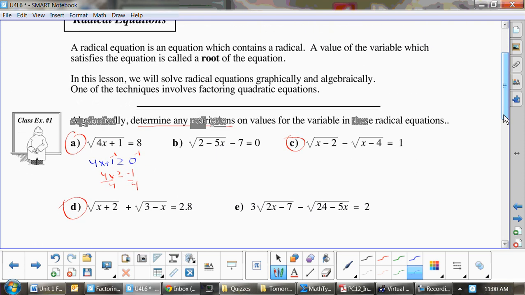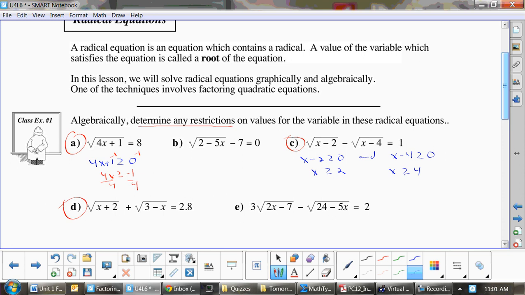Okay, the next one is kind of weird because I have 2 different radicals. So I have to solve for both of them. So for this to be able to work, well, x minus 2 has to be greater or equal to 0, right? So all we have to do is add 2 to both sides. X has to be greater or equal to 2. Got that one done. And x minus 4 has to be greater or equal to 0. So x has to be greater or equal to 4.